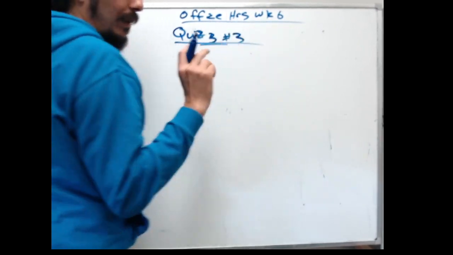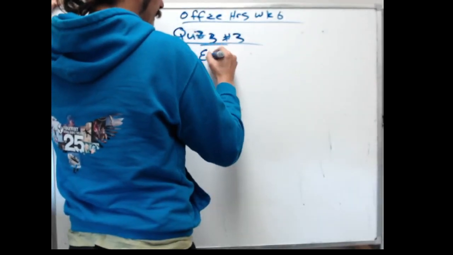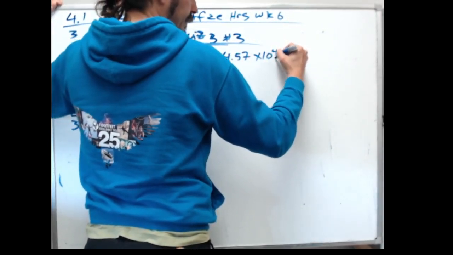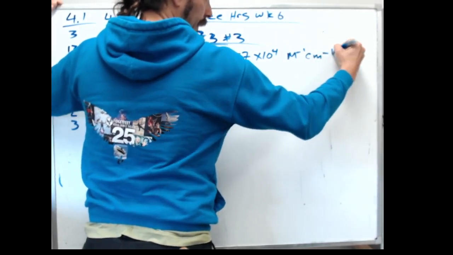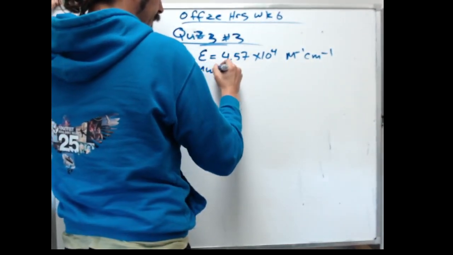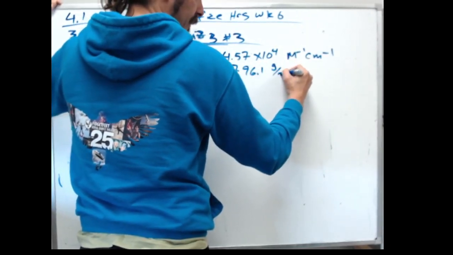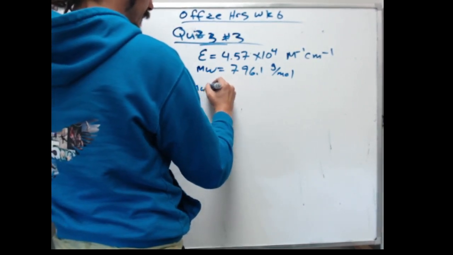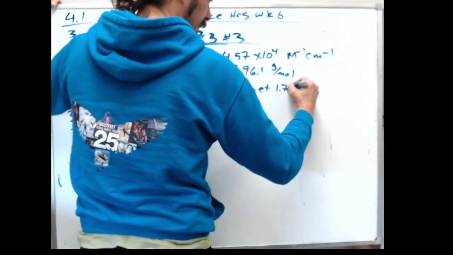Quiz 3, number 3. A dye has a molar absorptivity of 4.57 times 10 to the 4th per molar per centimeter, and a molar mass of 796.1 grams per mole. What mass of green dye would you need to prepare 1.74 liters of the solution with an absorbance of 0.585?